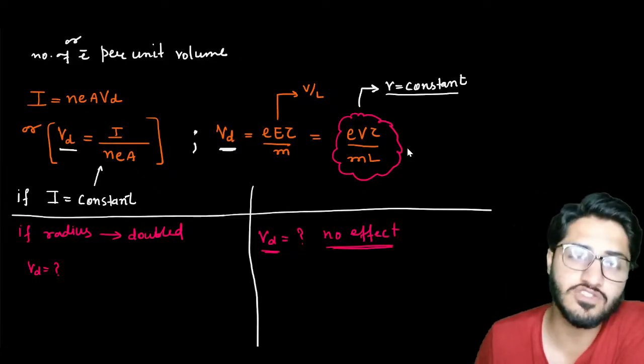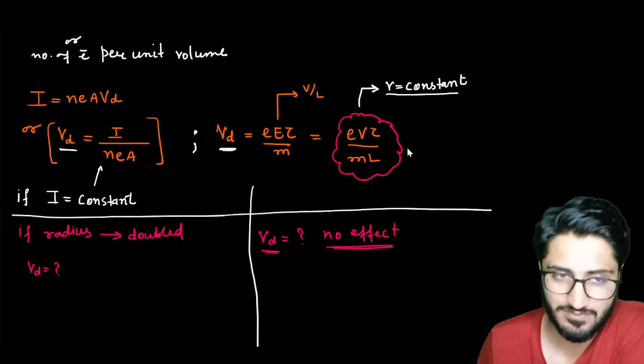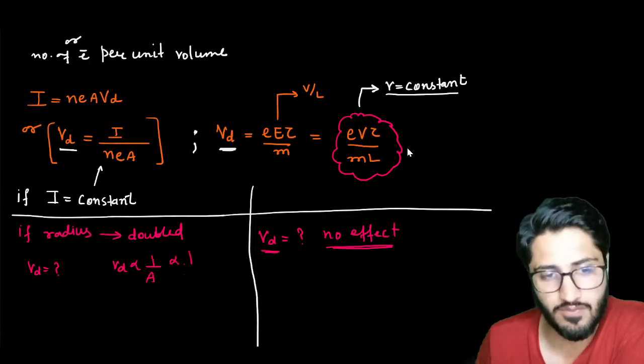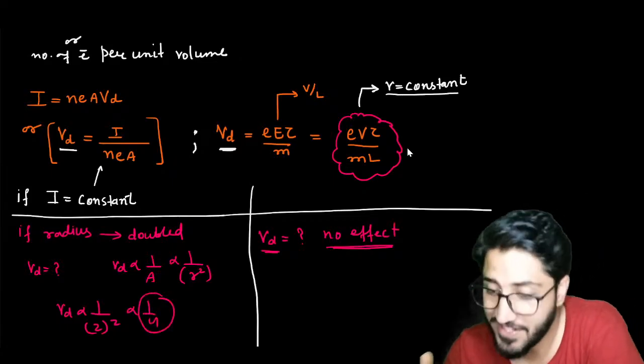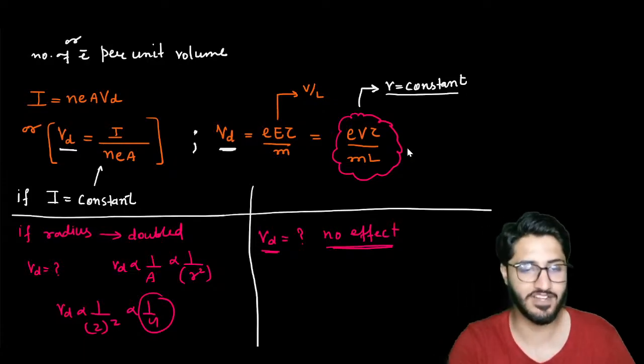But if we use this formula, I is constant, n is there, e is there, A is area. What is area? It is πr². I can write V_d is inversely proportional to 1 by A, that is 1 by πr². If the radius is doubled, it becomes 1 by 4. Different formulas, different results. So we have different formulas, different results, right?